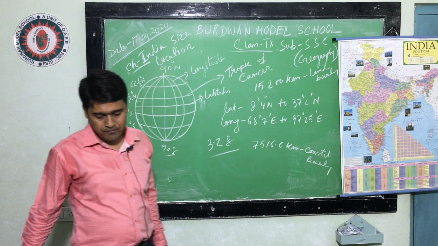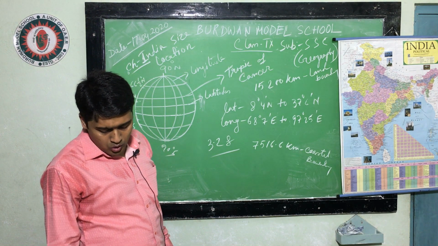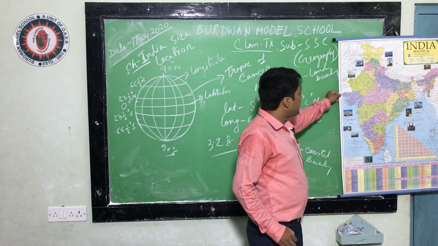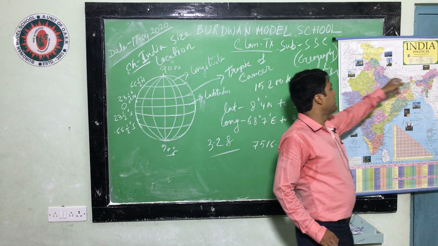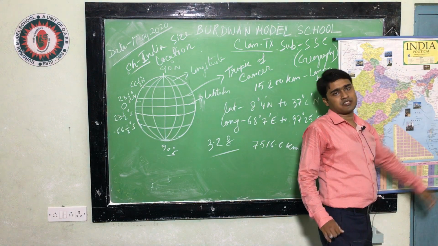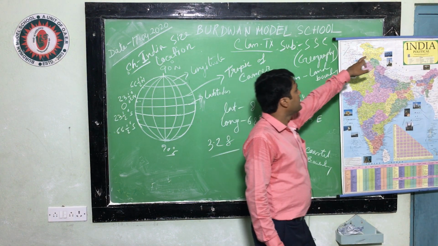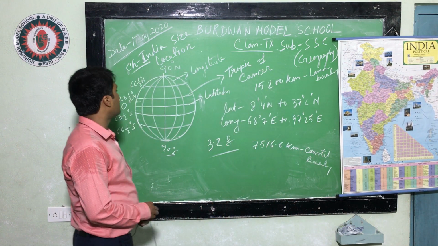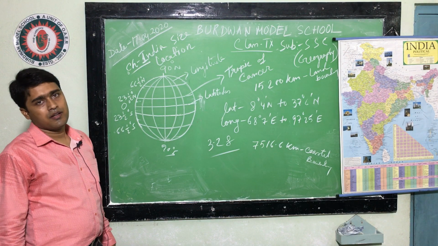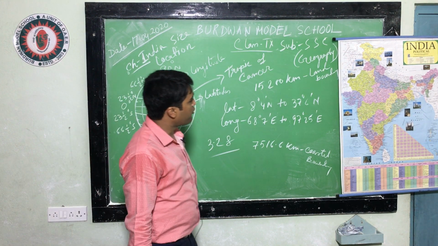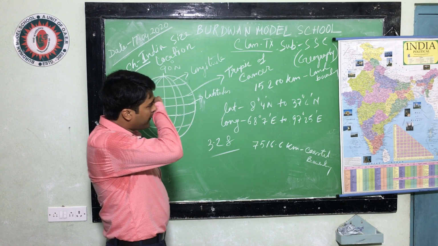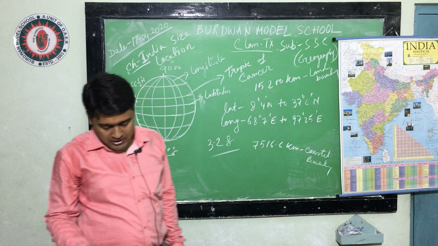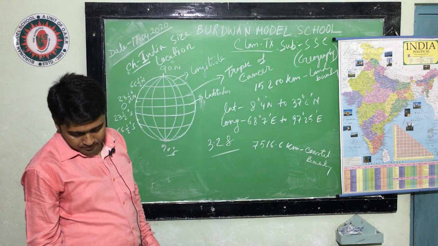Now, another piece of information: you know that India extends from 68 degree 7 minute east to 97 degree 25 minute east. It is a longitudinal extension. Among them, 82 degree 30 minute east passes through the middle part of the country and is considered our local time. India's local time is considered from 82 degree 30 minute east longitude, and all over the country also follows that IST, Indian Standard Time.